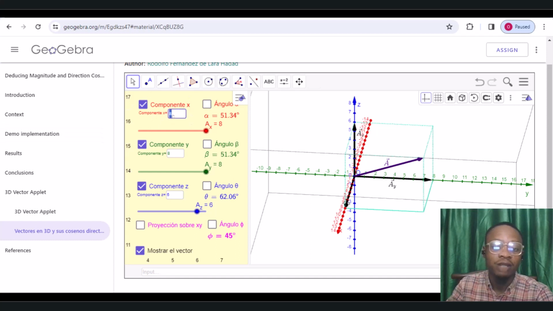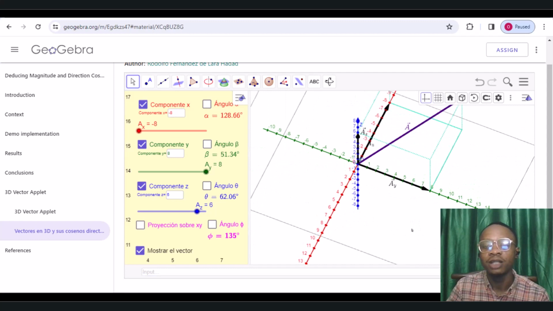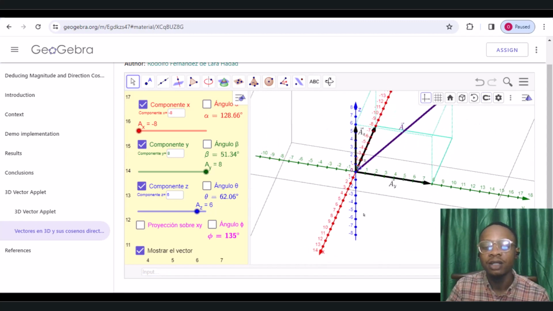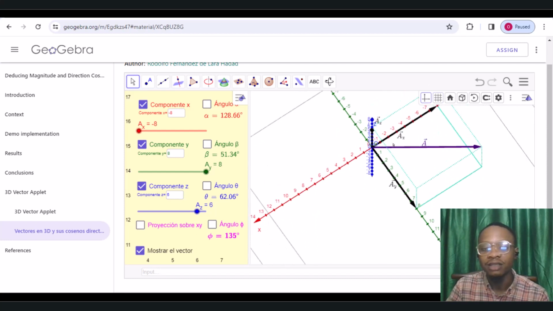If we are going to have a negative component, for instance, this is a positive x component, so let's say minus 10. What will the implication of that be? Just press enter. You will see that a negative component simply means that the vector will be directed the opposite way. This is the positive x direction, so a negative x component means the vector will be facing the negative x side.